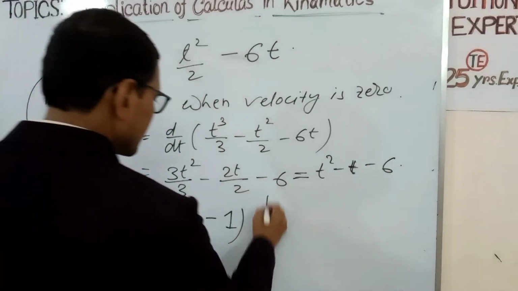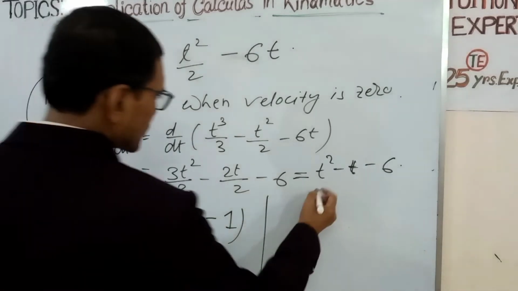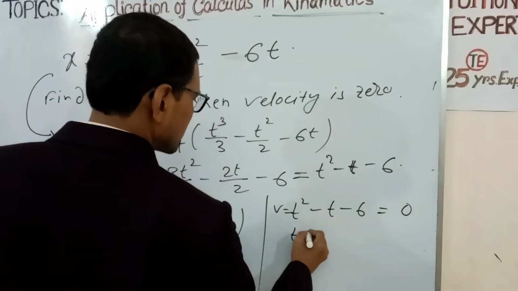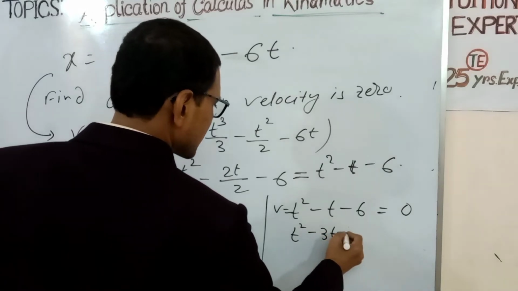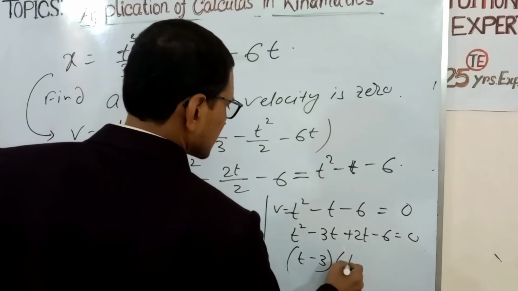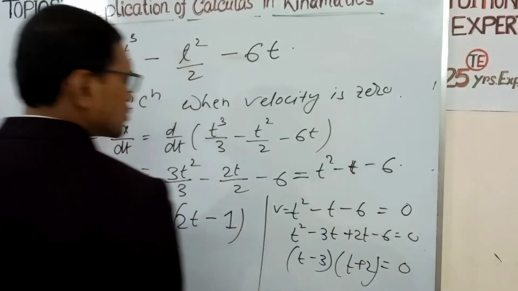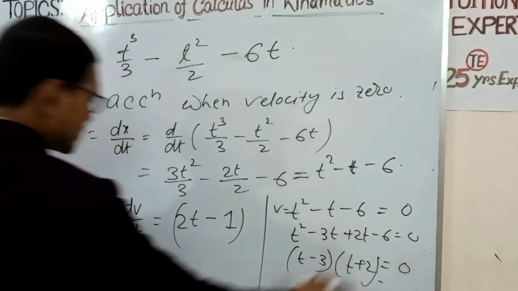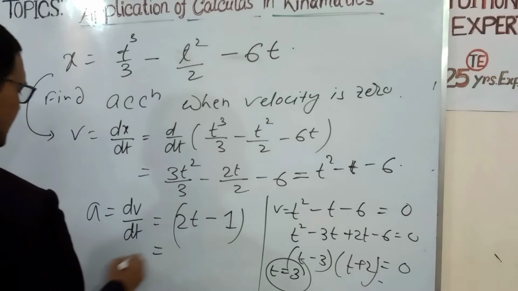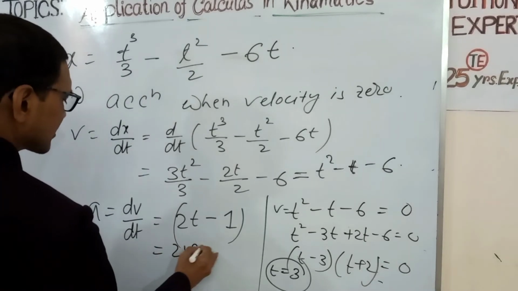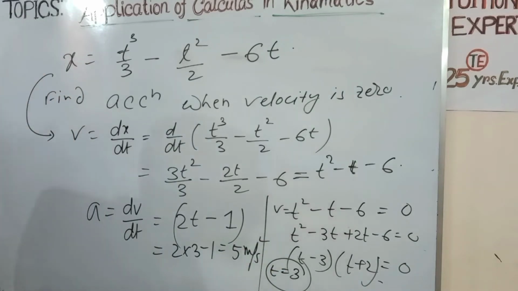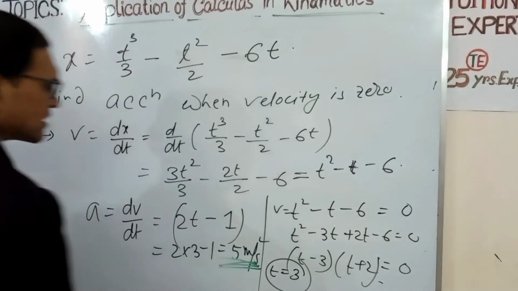Now at which time is the velocity 0? For this, this is the velocity, so set this equal to 0. If we factorize this, t equal to 3 and t equal to minus 2. Time cannot be negative, so we take t equal to 3. So the acceleration at t equal to 3 is this. So this is the answer. Understand?